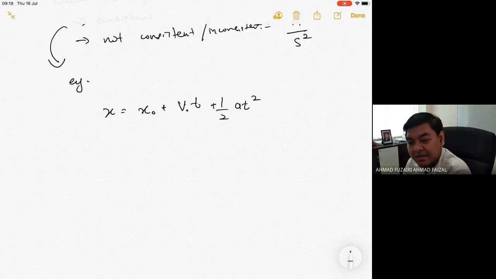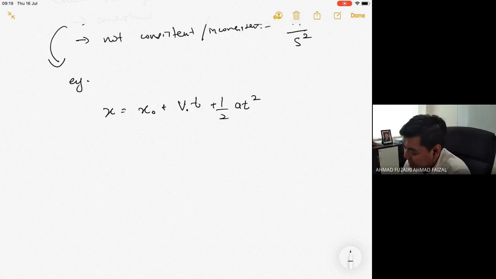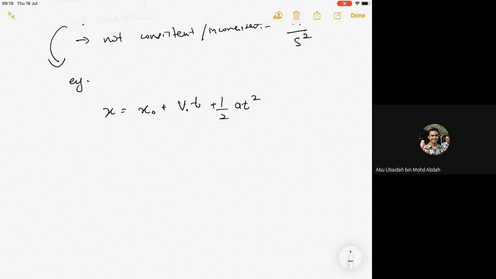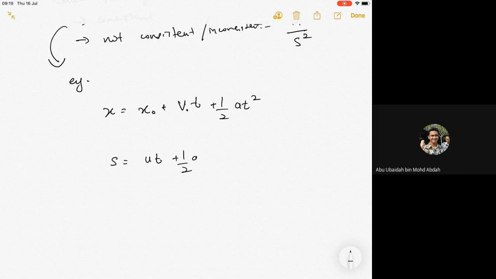Okay, kalau dekat sekolah, equation dia macam mana? V equals to... D... S equals to... Yang macam pilih 1.2 kuasa 2 tu je. S equals to UT plus... Baru nampak.